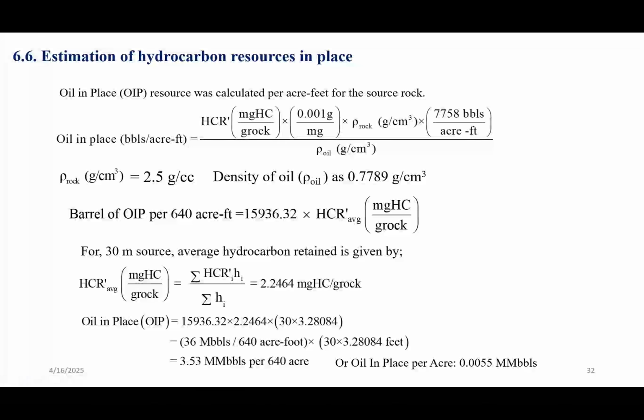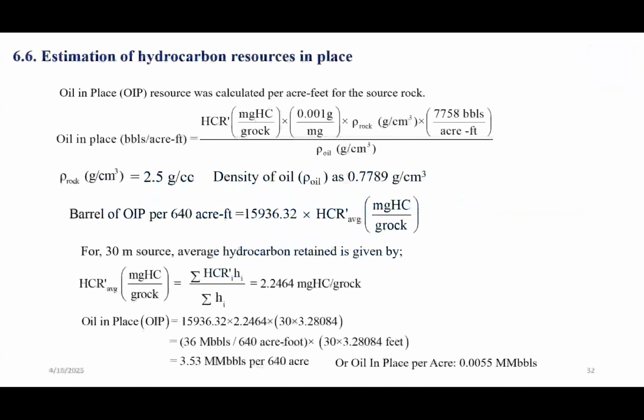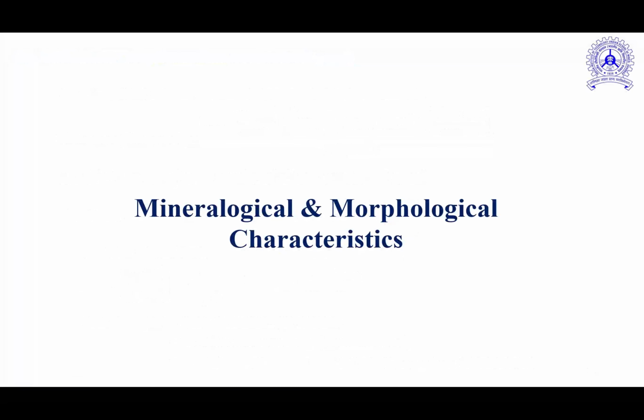Now we need to do an economic analysis, whether we can produce, multiplied by the recovery factor, that will give you whether it is economical or not. So this calculation we need to do. Now, once you see that hydrocarbon in place is good enough and we have the economical amount, then we go for the mineralogical and morphological characteristics. What is the porosity, whether we can do fracturing or not, because unless you do the fracturing, we cannot produce from there.